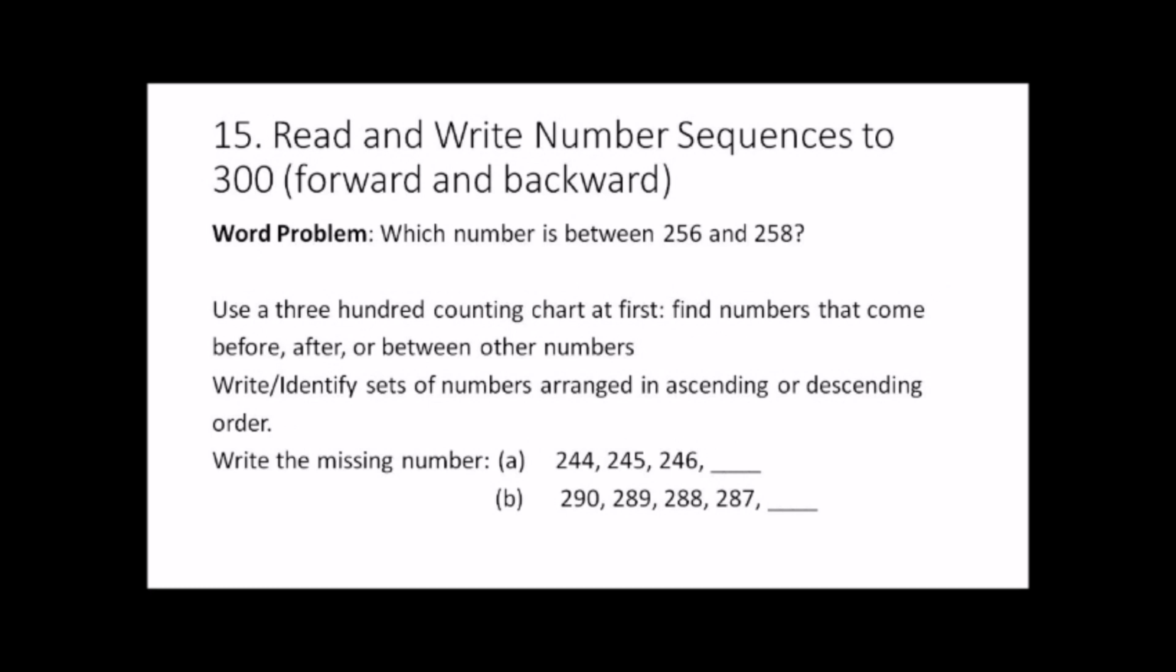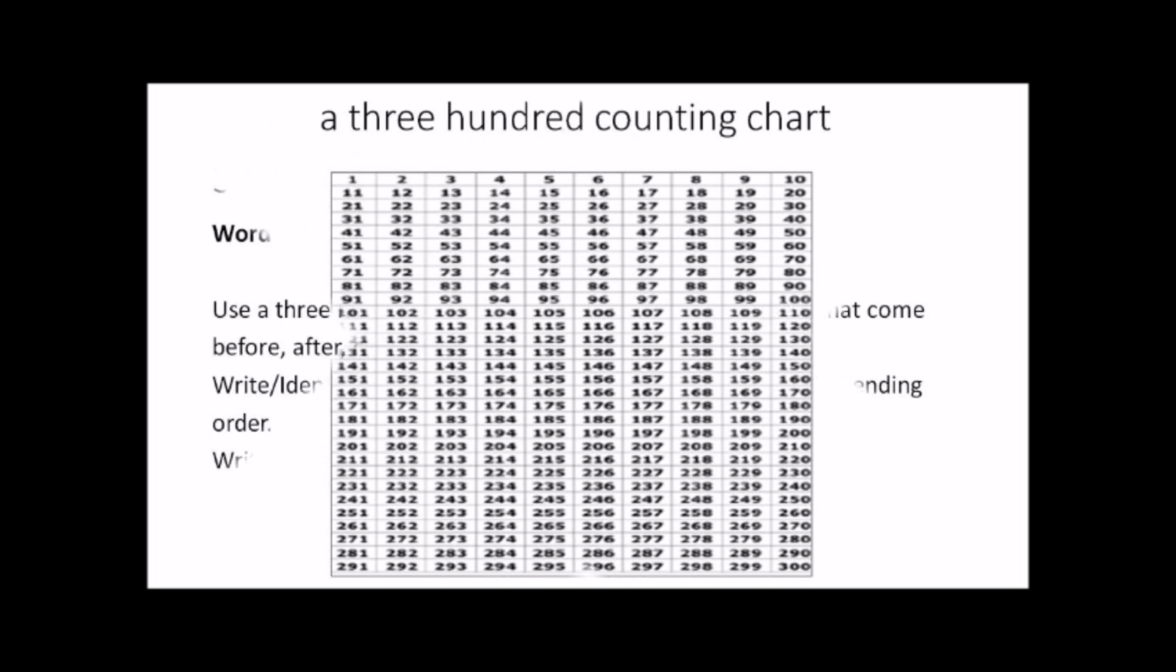Lesson 15, read and write number sequences to 300. Now you're moving up, and again you give them a 300 chart to help them solve problems first, such as which number is between 256 and 258. Let them use a counting chart and find that number, or give them a specific number line with the numbers arranged on it so they can use it to answer the questions they're given at first. Give them missing numbers and let them use the number chart or number line to solve. And here, a 300 counting chart.